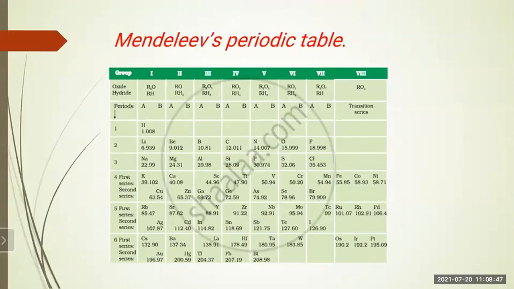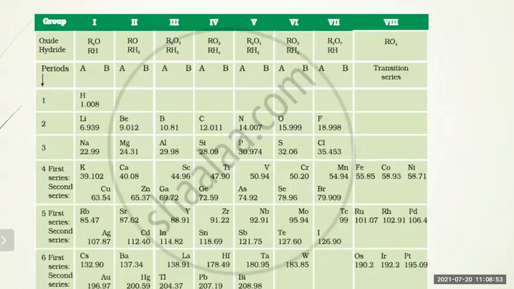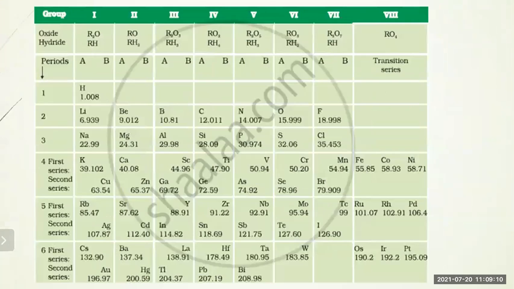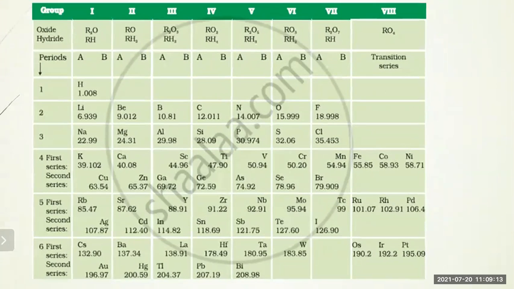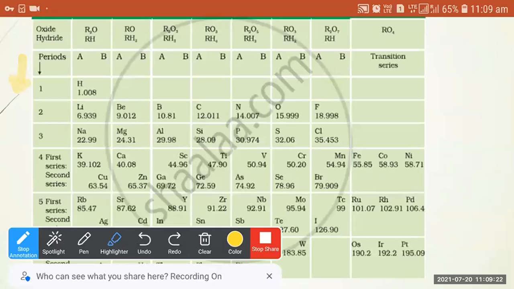So here you can see Mendeleev's periodic table. Here we have the 8 vertical columns, that is the groups, and the horizontal rows are called the periods. Here you can see how the elements are arranged in the order of their atomic mass. The direction is also given here. Periods, here you can see this arrow. So these are the periods, and here you have the groups.